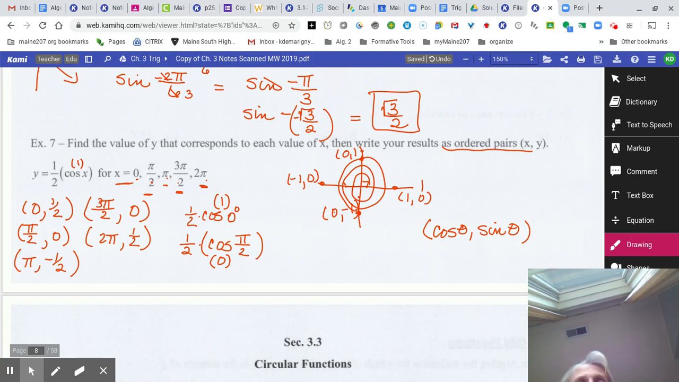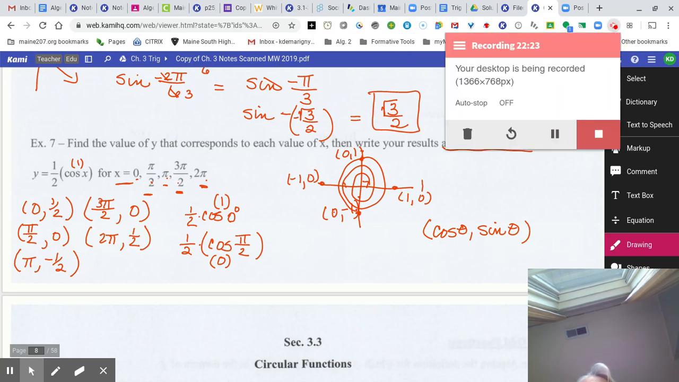Questions. Now these are ordered pairs, so if we were to have time to do some graphing, we would use these ordered pairs to do the graphing of a trigonometric function. Okay, that's the end of chapter 3, section 2. I'll upload this and move on to the next section.